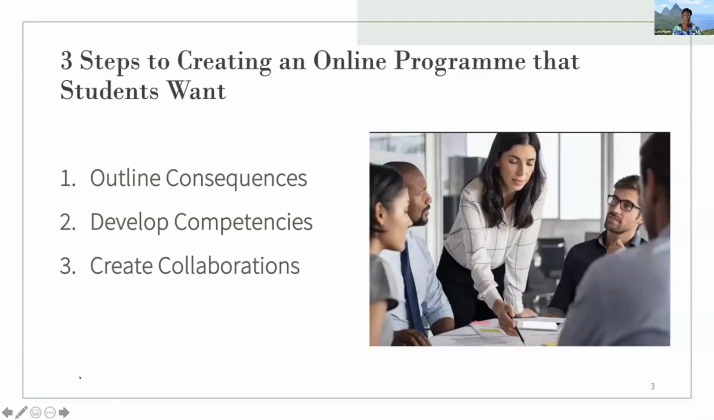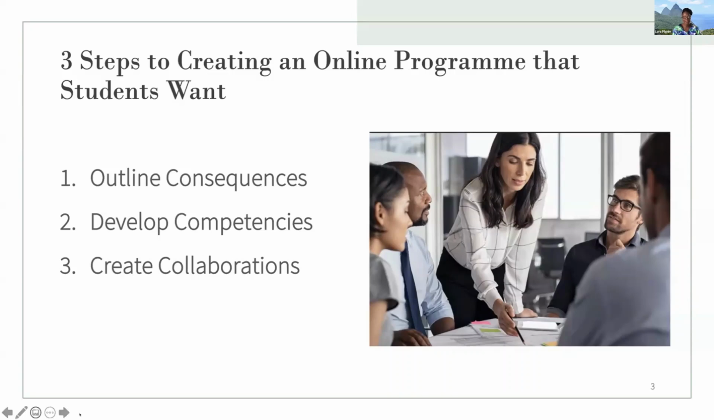So, 3 steps to creating an online program that students want. The 3 steps are: you need to outline the consequences, you need to develop competencies, and you need to create collaborations. And yes, the 3 C's was deliberately done.